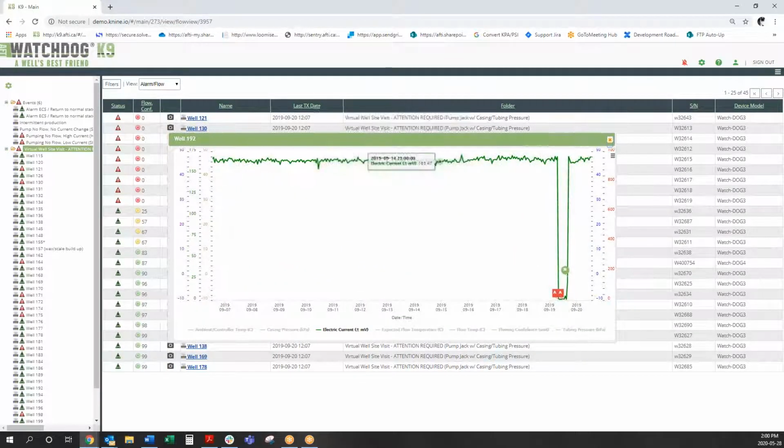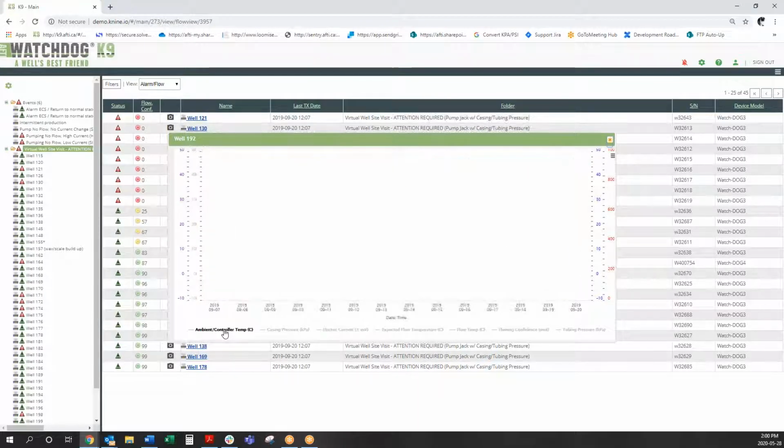Notice how consistent the electric current pattern is. Nothing really to notice here. If we saw the pump working a lot harder, or if we saw it drop in half and then trend at about the middle of the graph, that would indicate something pretty significant, but we're not seeing that.